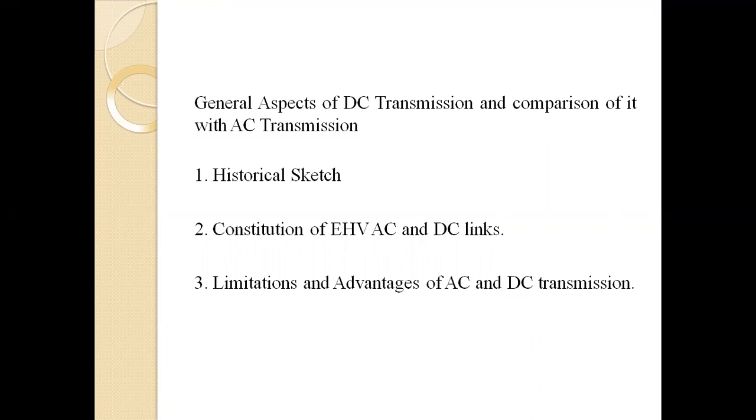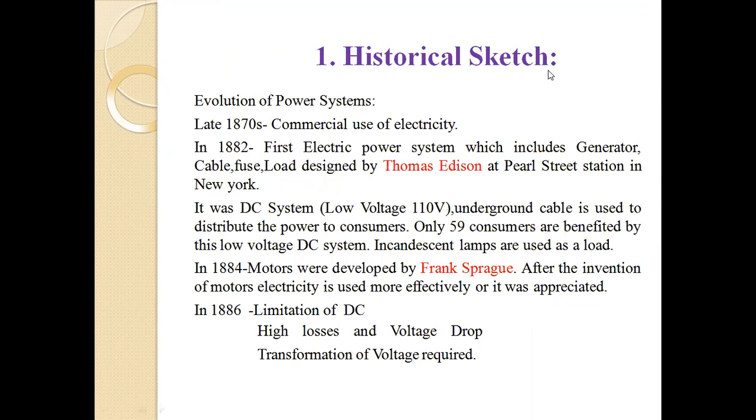In the general aspects of DC transmission and its comparison with AC transmission, we discuss first the historical sketch. Second, the constitution of EHV AC and DC link. Third, limitations and advantages of AC and DC transmission. So the first point is the historical sketch: the evolution of the power system began in the late 1870s with the commercial use of electricity.